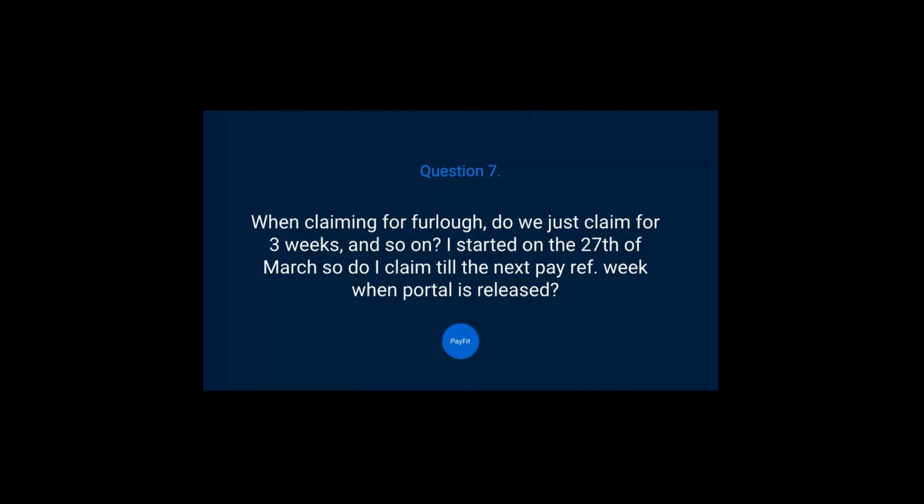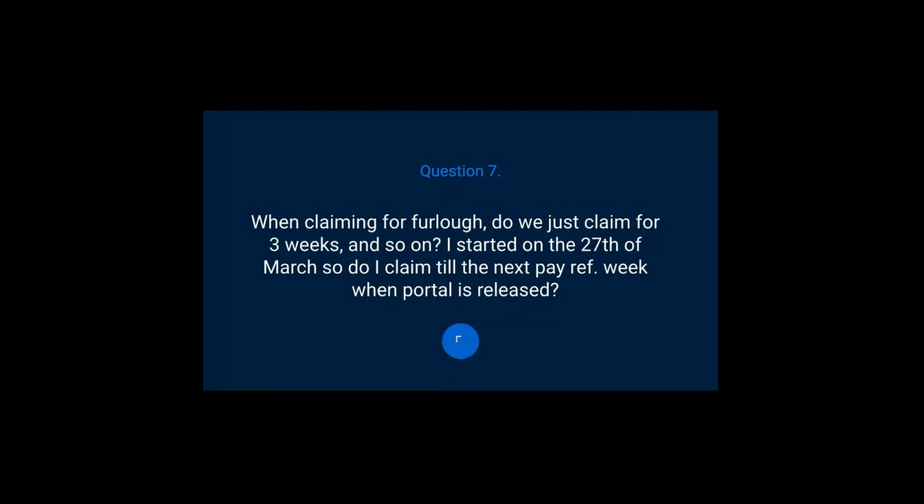Question 7. When claiming for furlough, do we just claim for 3 weeks and so on? I started on the 27th of March, so do I claim until the next pay reference week when the portal is released? So from the guidance that the HMRC have given us, one of the things that you need to confirm to the HMRC is the period for which you are claiming. So that suggests that the period you claim for will be up to the employer. We don't have any limitations on this yet. For example, we don't know if it's only limited to the next payday.